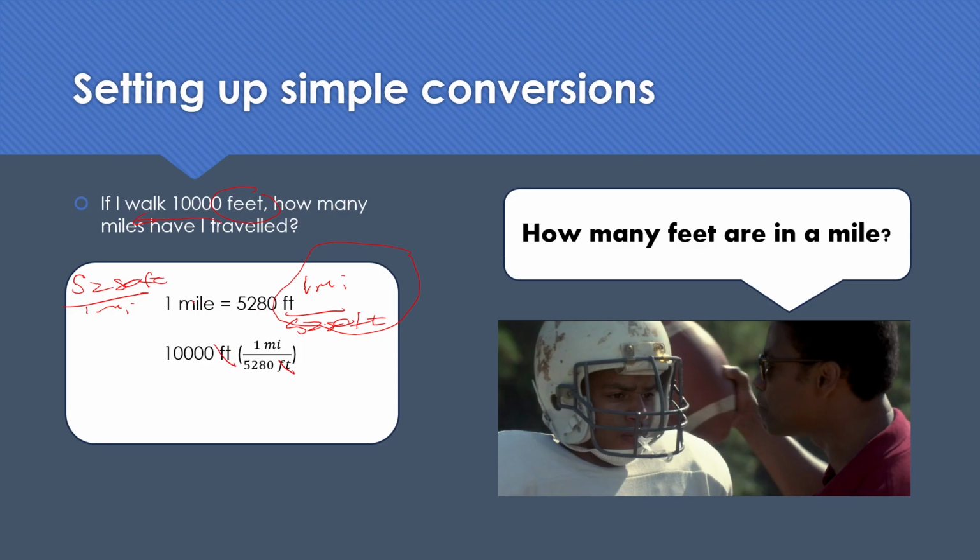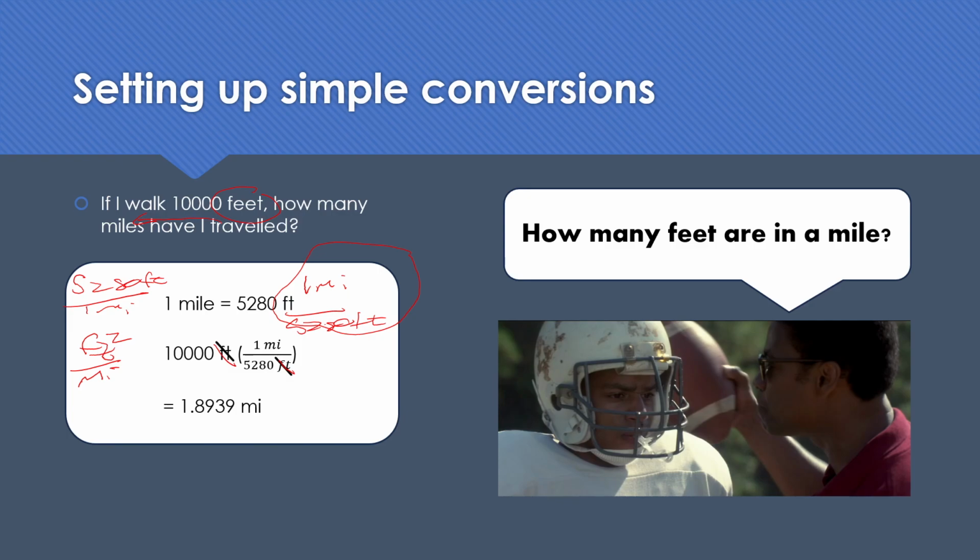Because otherwise, if I multiply by this, then I would end up with units of feet squared per mile, and that means nothing. This is one of the nice things about dimensional analysis, is that it tells you if you're wrong. It doesn't always tell you you're right, but it will tell you you're wrong. So if your units are wrong, your answer is wrong. If your units are right, then you probably got it right, assuming you punched in your calculation correctly. So feet cancel, and you get 1.8939 miles. Now here's where your significant figures would come in.